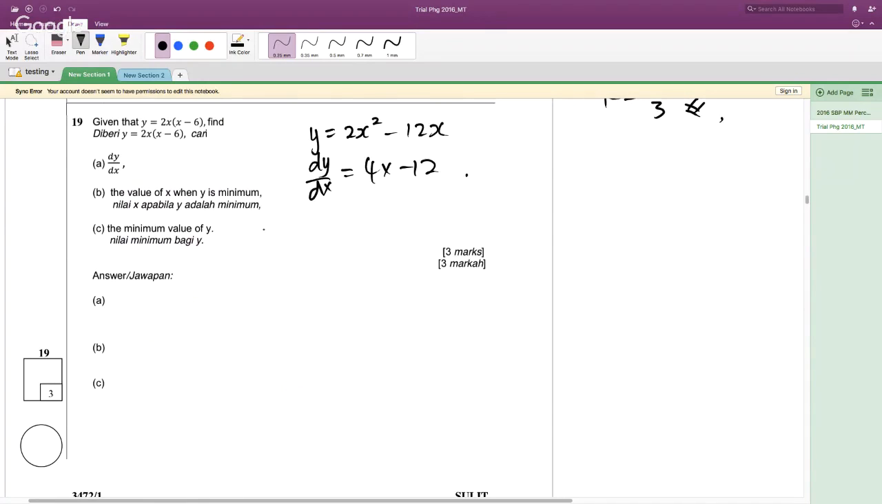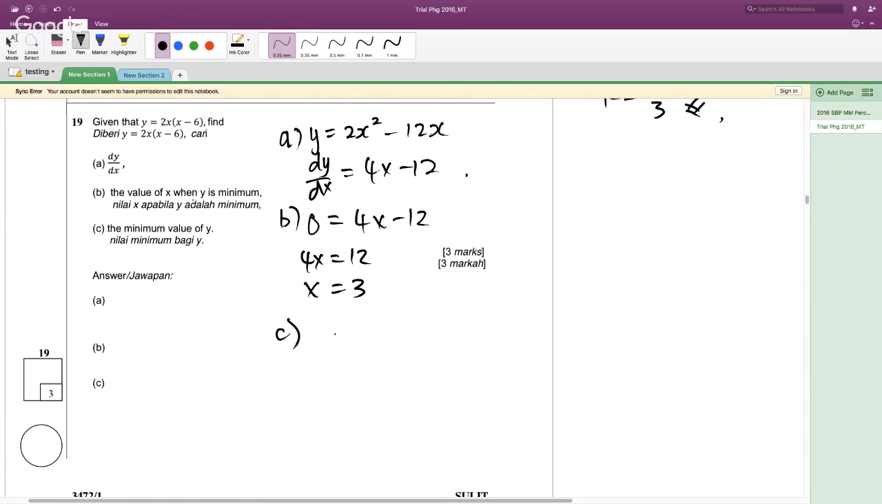So they ask you to find the value of x when y is minimum. Minimum means dy/dx equals 0. This is part A, this is part B. dy/dx equals 0, so your 4x should equal 12. Your x should equal 3. Then they ask you to find the minimum value of y.